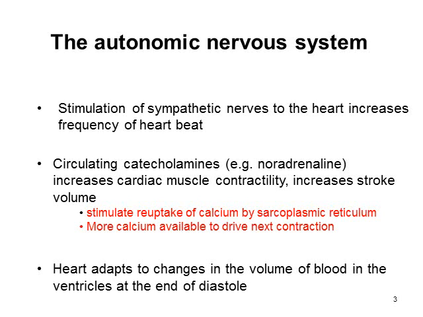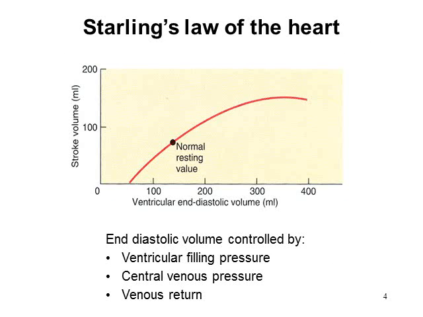The heart is able to adapt to changes in the volume of blood in the ventricles at the end of diastole, so the end of the point where the heart has relaxed and the beginning of the next heartbeat. Remember from the last lecture where I covered Starling's law of the heart. This is a law that states that the end diastolic volume, so the amount of blood in the ventricles at the end of diastole, is controlled by the ventricular filling pressure, so the pressure of the blood coming into the ventricles, the central venous pressure, which is the pressure of the blood coming into the atria of the heart through the veins, the vena cava, and the venous return, so how much blood is coming into the atria through the vessels. All three of these will affect the amount of blood that the heart is able to pump out at the end of its next heartbeat.